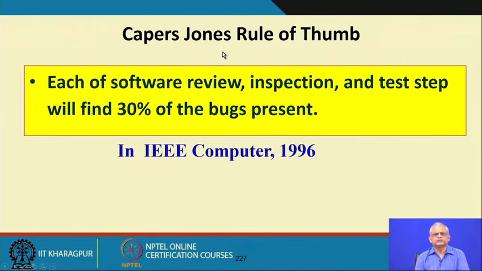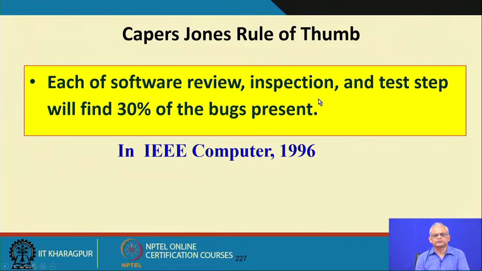Capers-Jones, who is a well known researcher in the area of testing, had written an article in the IEEE Computer in 1996, and he had proposed a rule of thumb in that article. It states each of software review, inspection and test step will find 30% of the bugs present. So, what he says is that each of these can be considered as a bug filter.